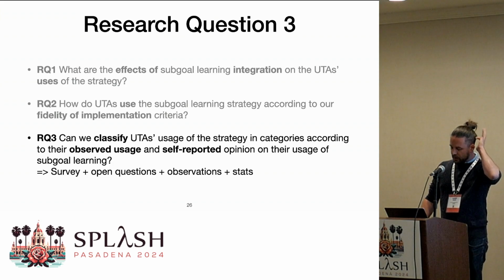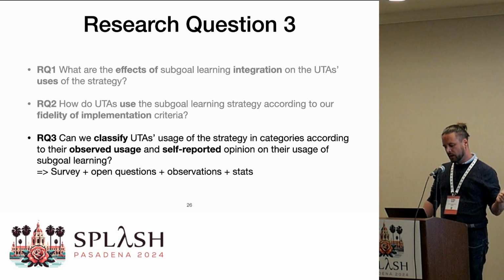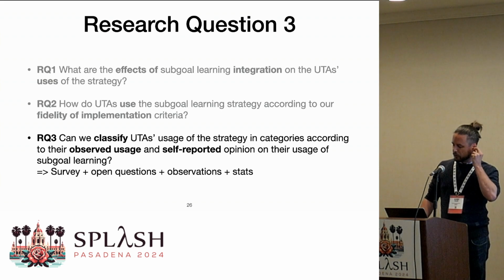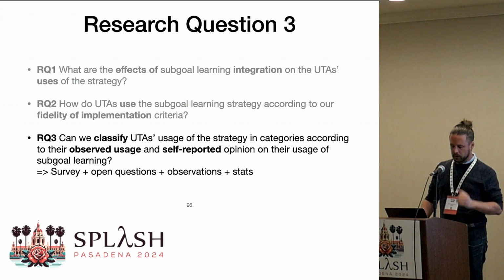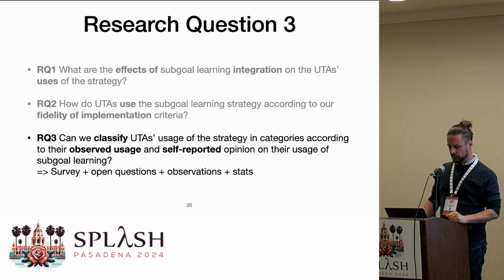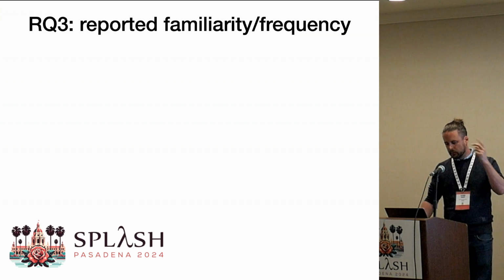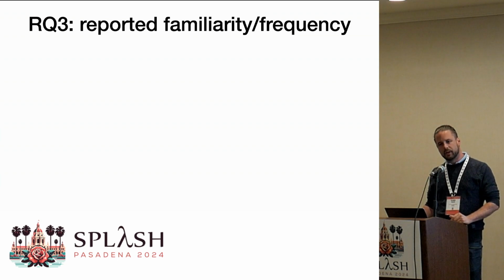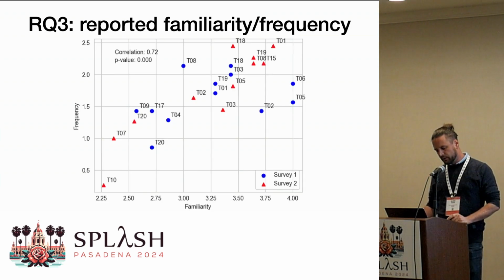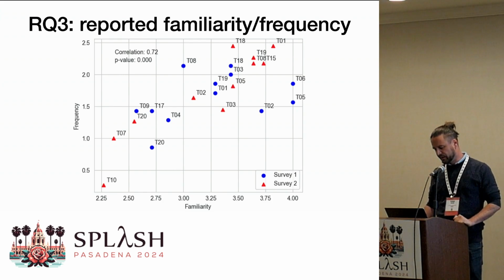And then, can we try to classify somehow the UTAs' usage of the strategy based on their observed usage and the self-reported opinion they have on their usage? Because we asked them through surveys to rate their familiarity and frequency of use, through Likert scale questions and also through open questions. We discovered that when they reported familiarity and frequency of use for specific concepts, there is a correlation between those two.